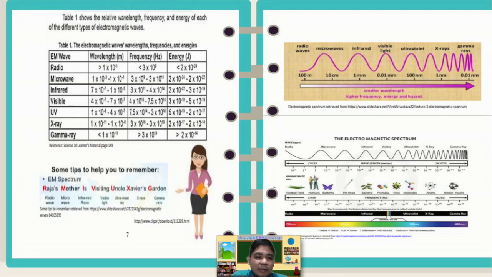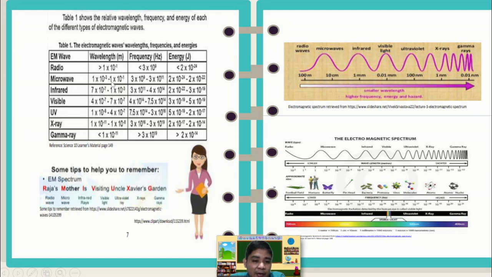Okay, table 1 shows the relative wavelength, frequencies, and energy of each of the different types of electromagnetic waves. So, this column, the members of the electromagnetic spectrum family. In this column, the wavelength. From radio wave, this is greater than 1 times 10 raised to negative 1. That is the wavelength. What about the microwave? 1 times 10 raised to negative 3 to 1 times 10 raised to negative 1. So between this size, meaning microwave has a shorter wavelength compared to radio wave. Why? Because the exponent of this is negative 1, the exponent of microwave is from negative 3 to negative 1, meaning negative 3 is smaller than negative 1.